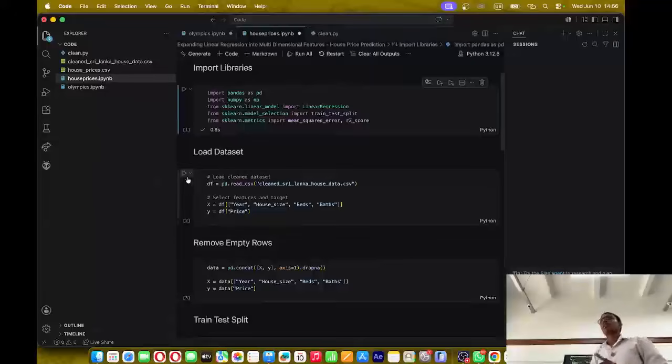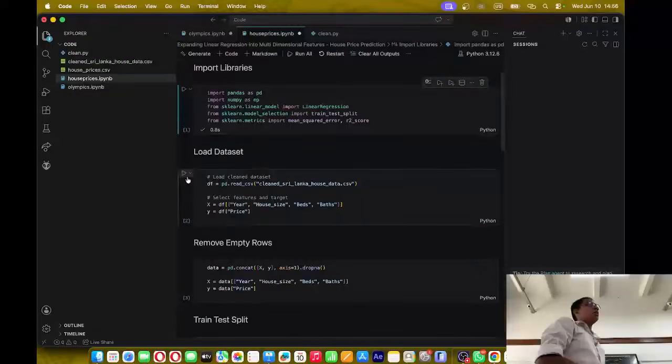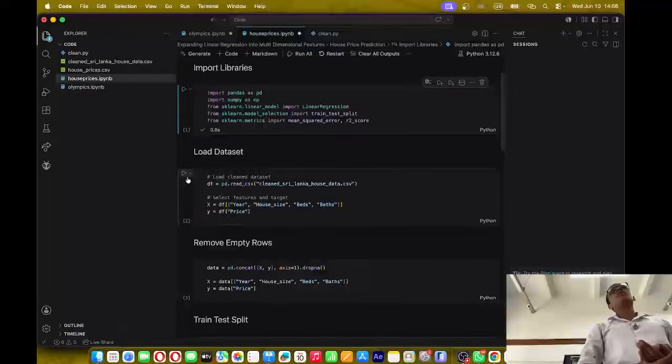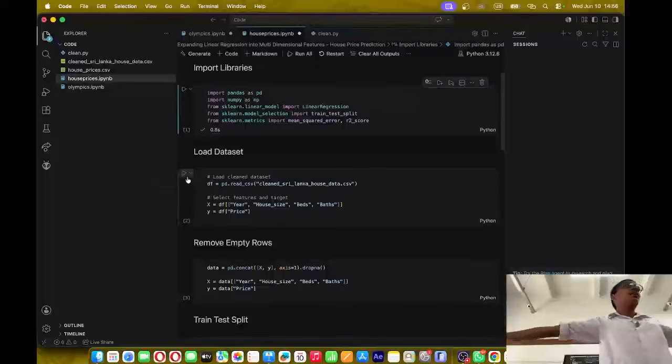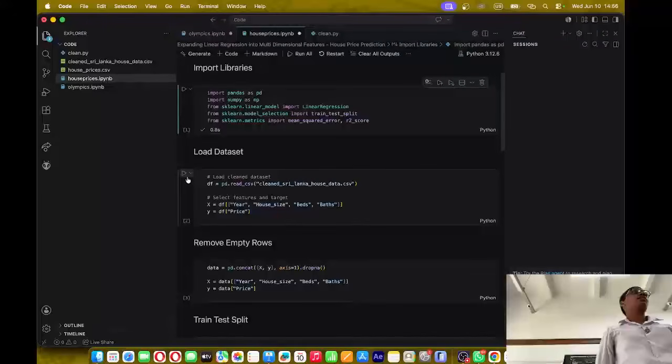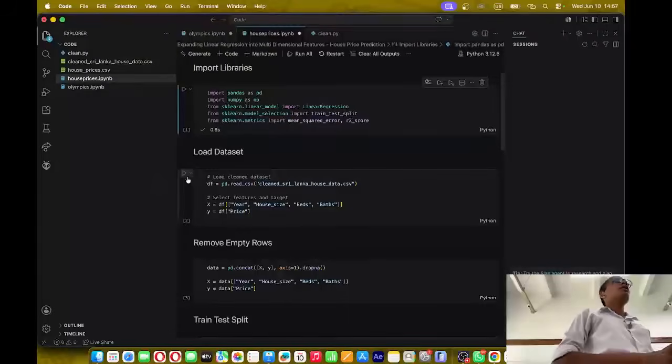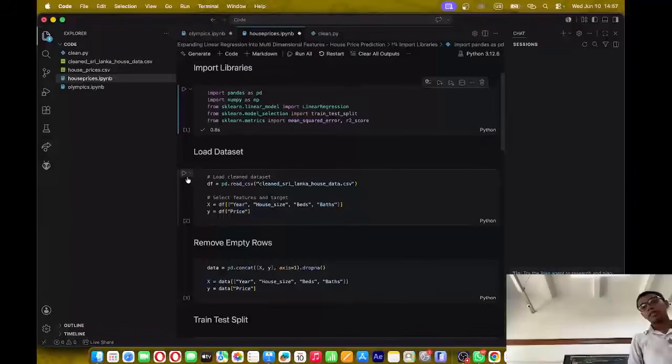Now in terms of the characteristics of the house, in my opinion, the floor size of the house matters. When the floor size of the house is large, the price is higher. The number of bedrooms, number of bathrooms, ACs, what else?